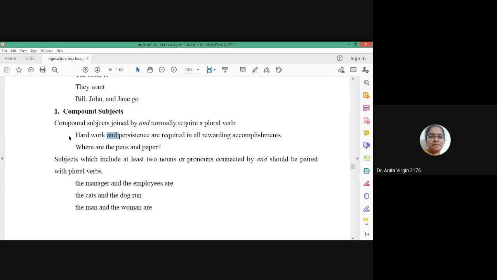Okay. So you have two things here. So whenever you speak about two, it is plural form. Okay. So that understanding also can be here. So now what will happen to the verb? The verb will be plural.